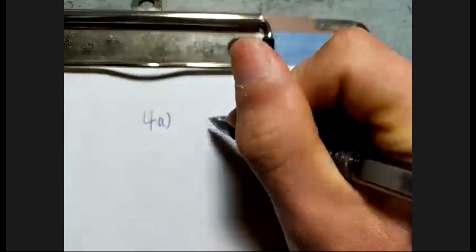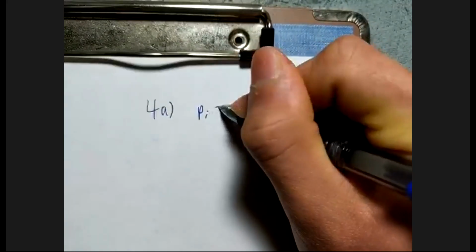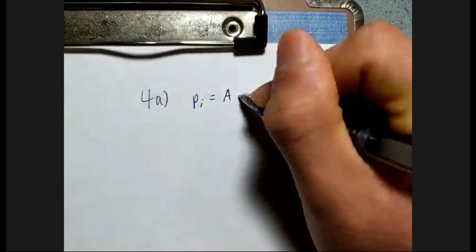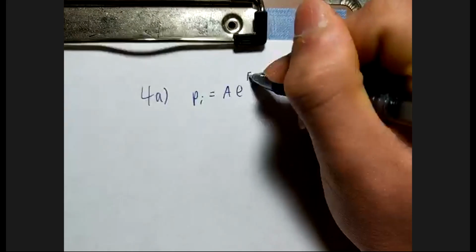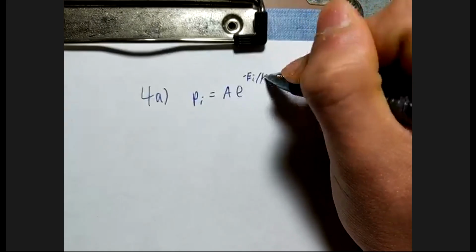So we should remember that the probability of finding a molecule in any energy level will be equal to some constant times e to the negative E_i over kBT.